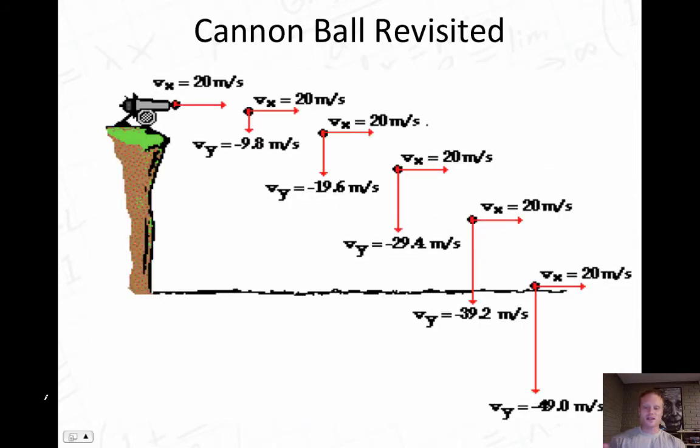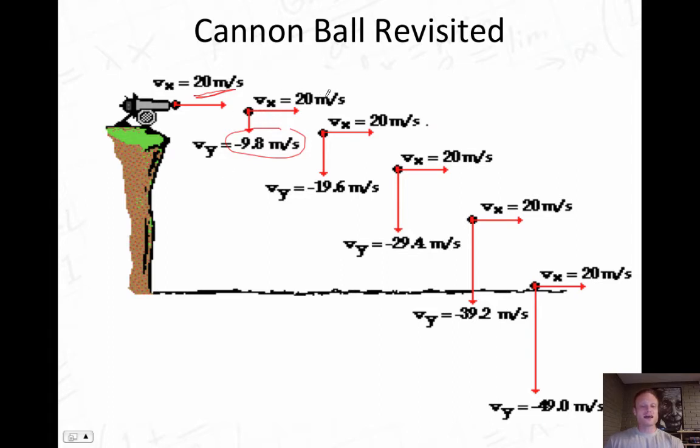Once again, looking at some projectile motion. Remember, projectile motion is basically an object that is solely under the influence of gravity. That is the only force acting upon it. This is kind of a cool picture. This cannonball is being shot out of a cannon, and you'll notice it's leaving the cannon with a speed of 20 meters per second. After 1 second, the only force acting on the cannonball is gravity, and you'll notice it has a velocity of negative 9.8 meters per second going down.